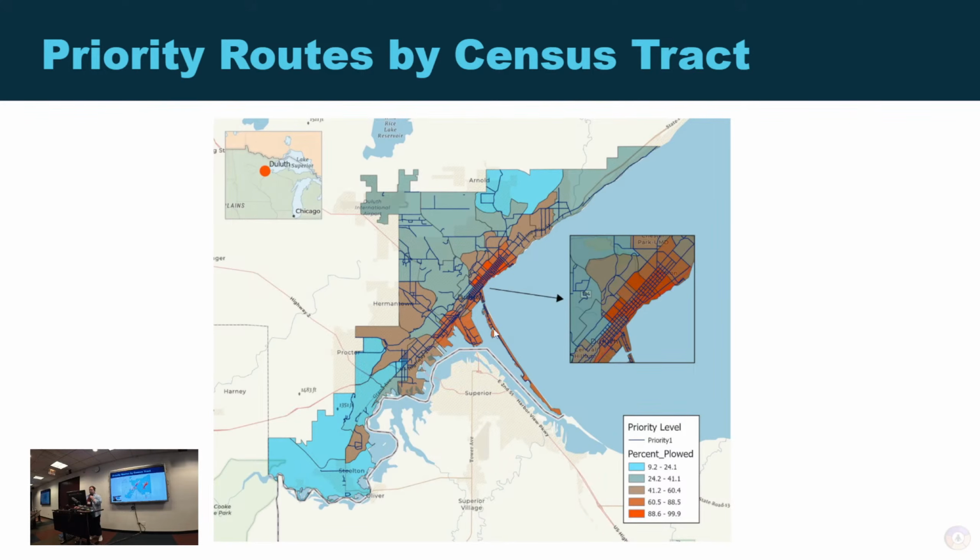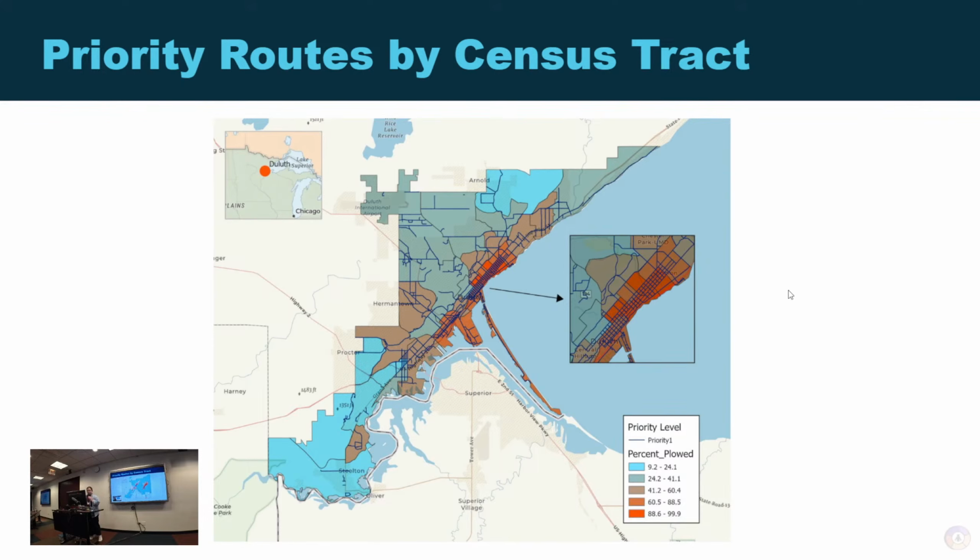Then your density tapers off as you travel further from the city center, with the least amount of priority routes being located in the south. So that's between 9 and 24% of the roads in this area are classified as priority 1 snowplow routes.